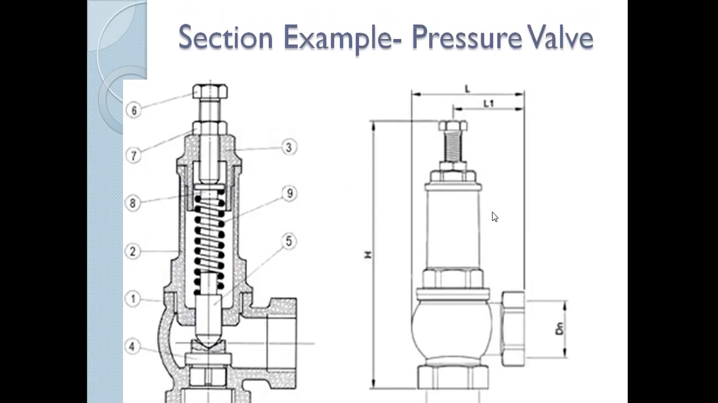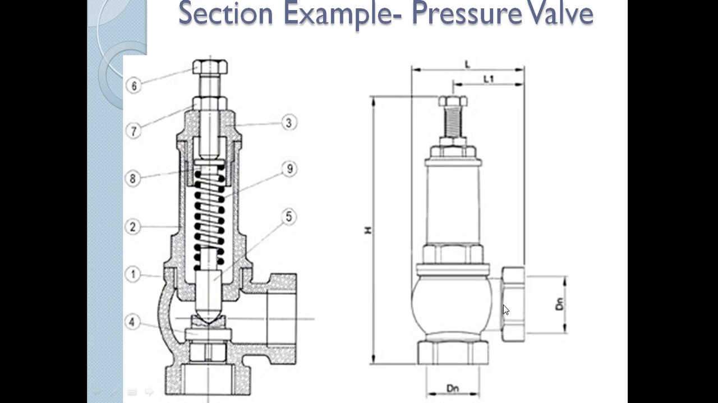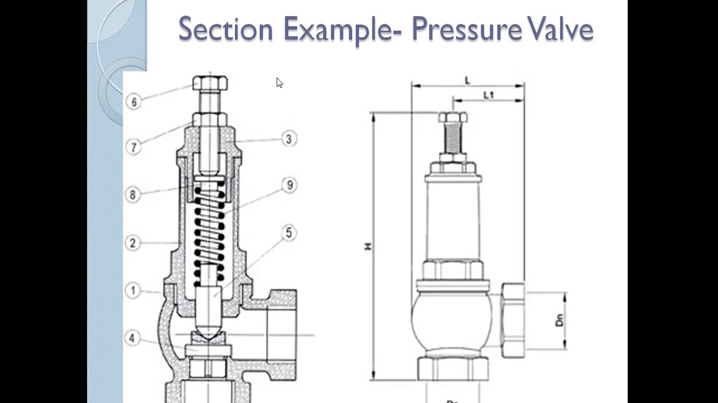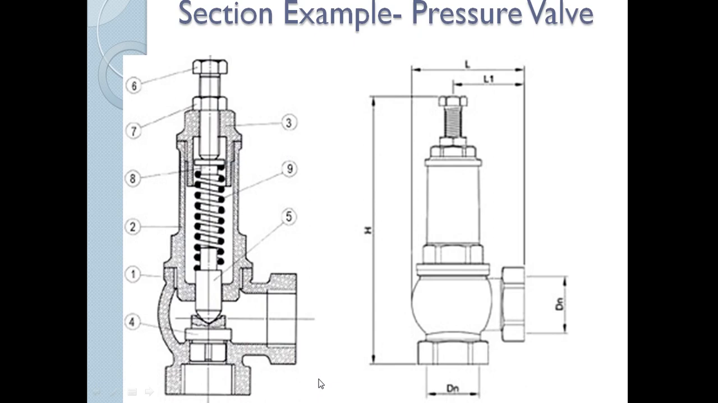So on the right here, you could see the external view of the object. On the left is the cutting plane passing directly through the center. So you could see the internal workings where it has a spring that holds a clamp in place, and when pressure builds up, it pushes this up to release the steam or the pressure.